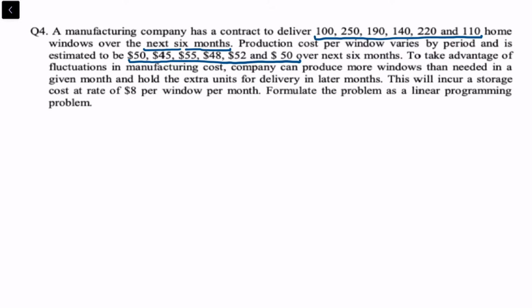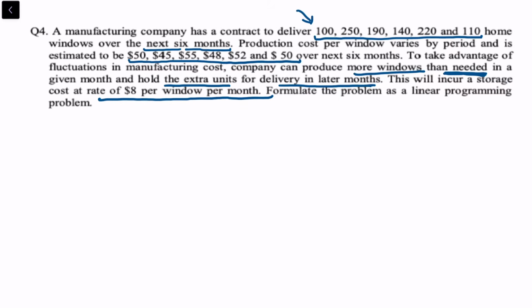To take advantage of the fluctuation in manufacturing cost, the company can produce more windows than needed in a given month. Since this is the given requirement, it says that we can have more windows and hold the extra units for delivery in later months. So the extra windows that are produced can be saved for later use. This will incur a storage cost at the rate of $8 per month. Formulate the problem as a linear programming problem.